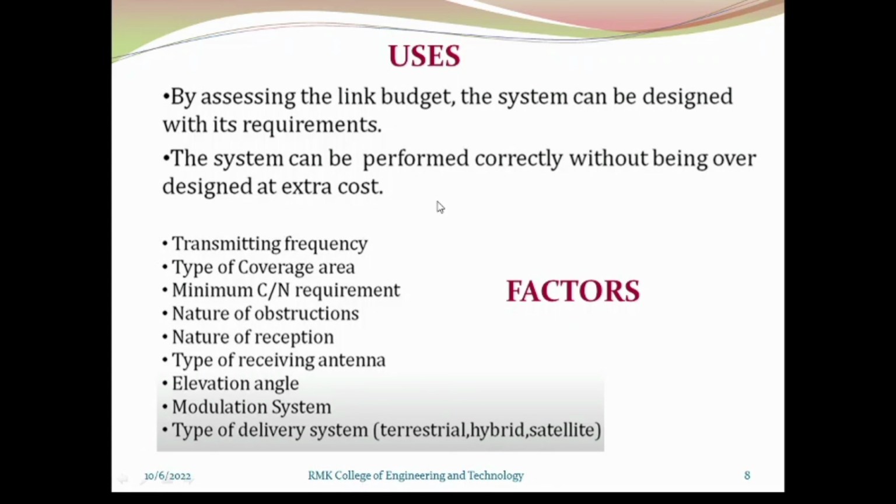The link margin depends on various factors. One is the transmitting frequency, that is also one of the factors, and the type of coverage area, and the minimum C by N requirement, and the nature of obstructions, nature of reception, type of receiving antenna we are using, and elevation angle is another factor, and what kind of modulation systems we are going to use, and the type of delivery system, whether it is terrestrial or hybrid or satellite. So these are the several factors which may alter the link margin.